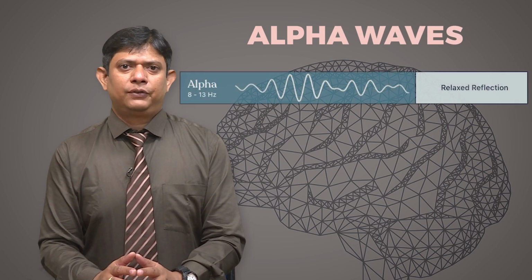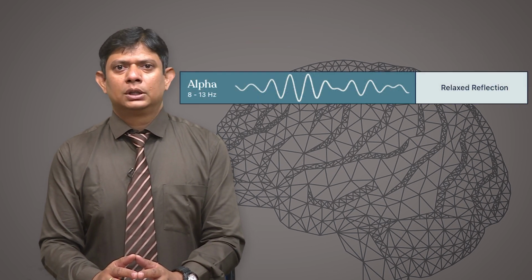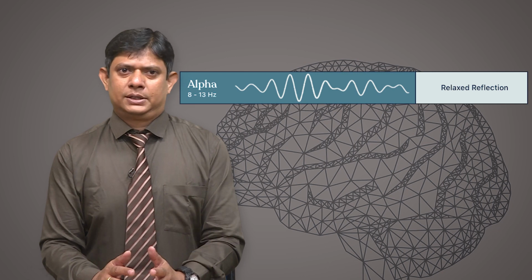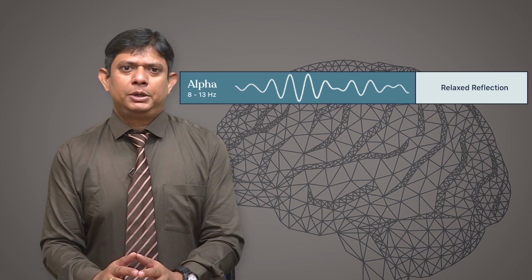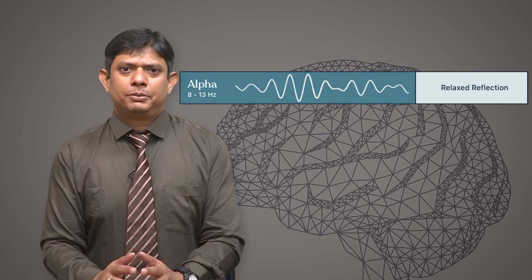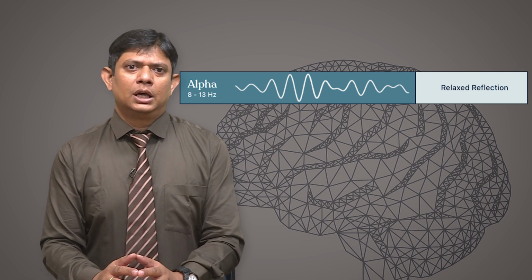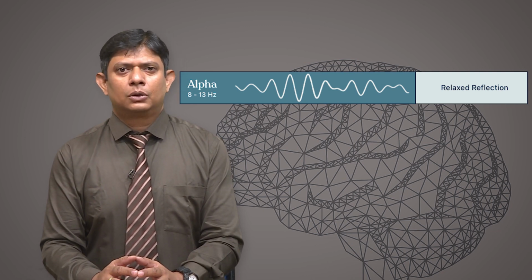Alpha waves: their frequency ranges from 8 to 13 cycles per second. Alpha waves are typically observed when a person is awake but in a relaxed state with closed eyes. They are often associated with a calm and peaceful mental state. Alpha waves are commonly present during states of meditation, deep relaxation and daydreaming.